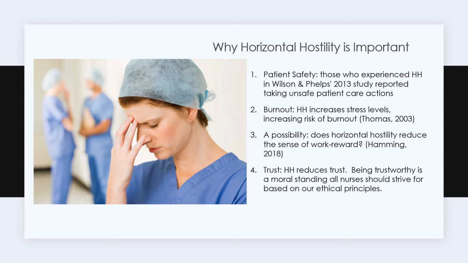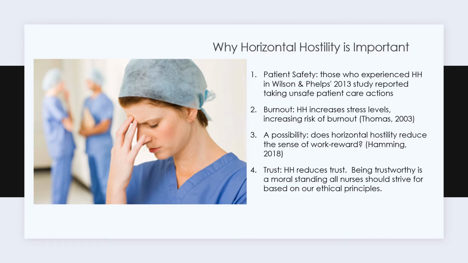It can cause burnout. According to Thomas, in the 2003 entry for the American Journal of Nursing, horizontal hostility increases stress, thereby increasing burnout levels. Something to consider. In Hanning's 2018 study reviewing different aspects of the work environment for health providers that could cause turnover, it was found that a perceived effort-reward balance was more related to an increased turnover rate than burnout was. Do you think a toxic environment with horizontal hostility could reduce a nurse's sense of recognition for the effort they put forth?